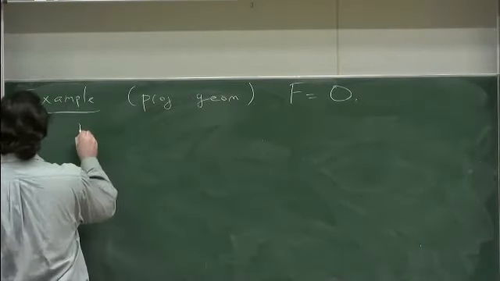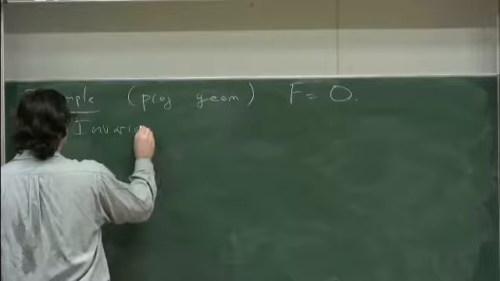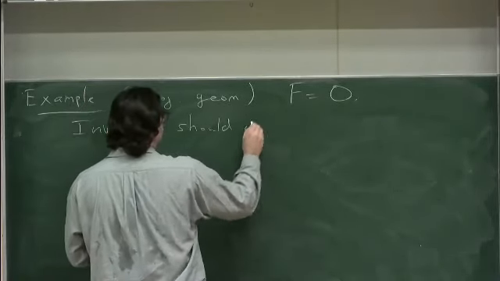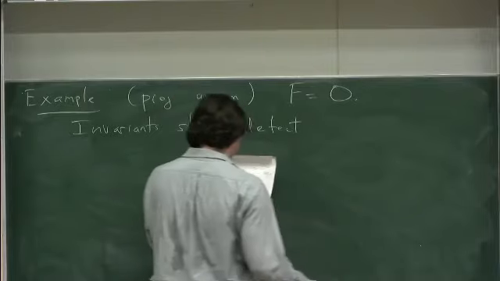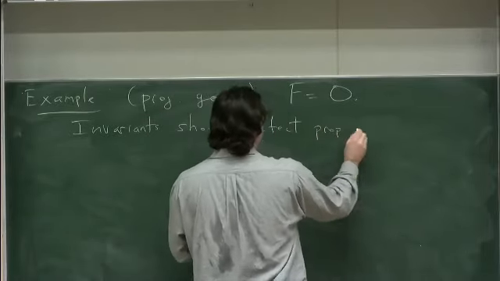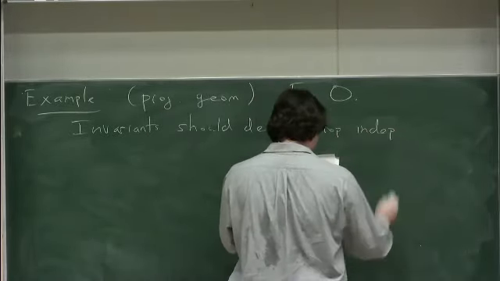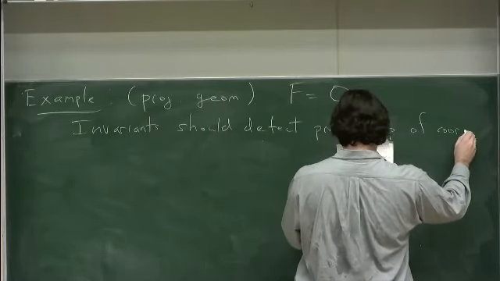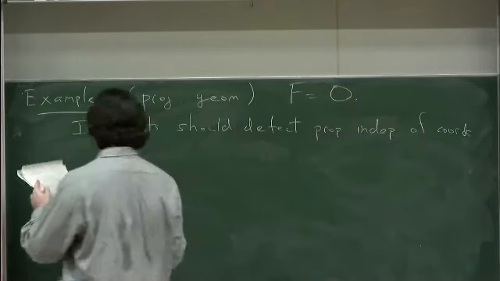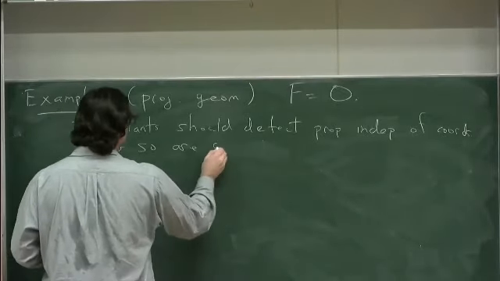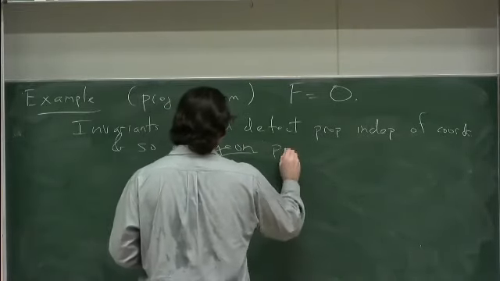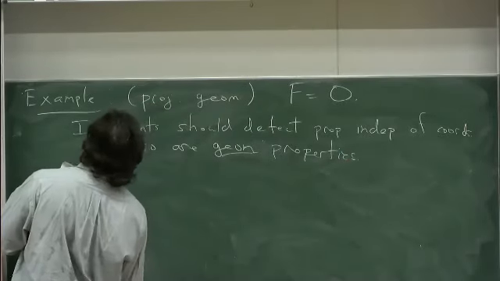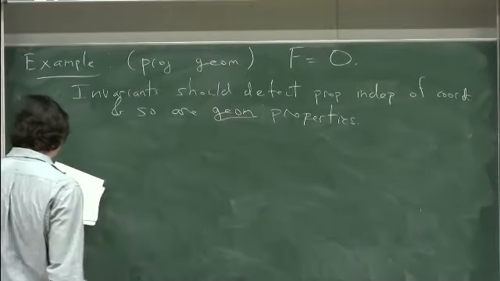So the idea is that invariants should detect properties that are independent of the coordinates, and so are geometric properties. Nice 19th century philosophy, and pushed to its furthest extent, you get Klein's Erlangen program.